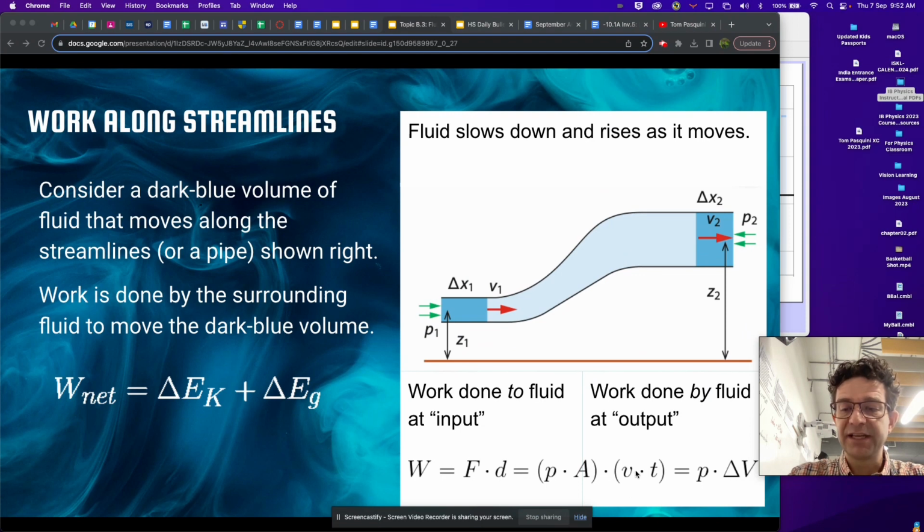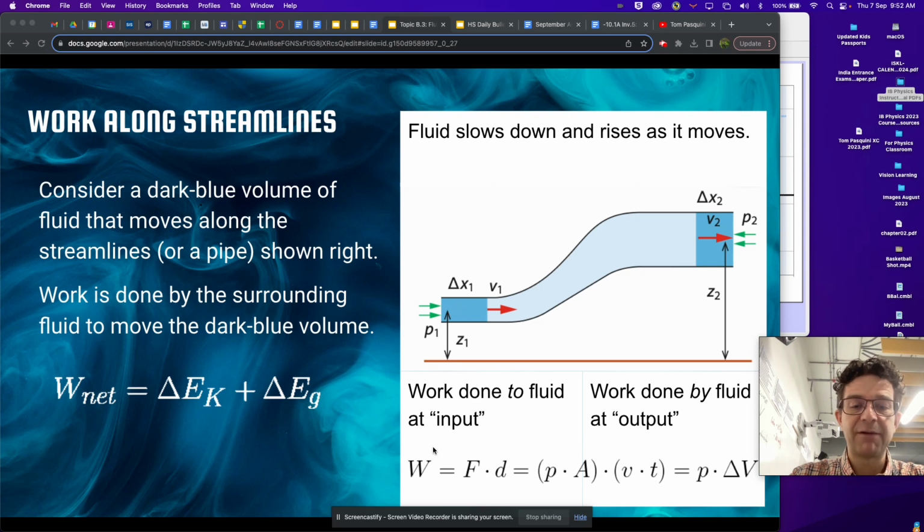Interestingly, when you have the area times the velocity times the time, velocity times time gives you a distance, that delta x. That delta x times the cross-sectional area of this cylinder gives you a volume. So we can write the work done as the pressure at this point in the fluid times the volume of this dark blue chunk.